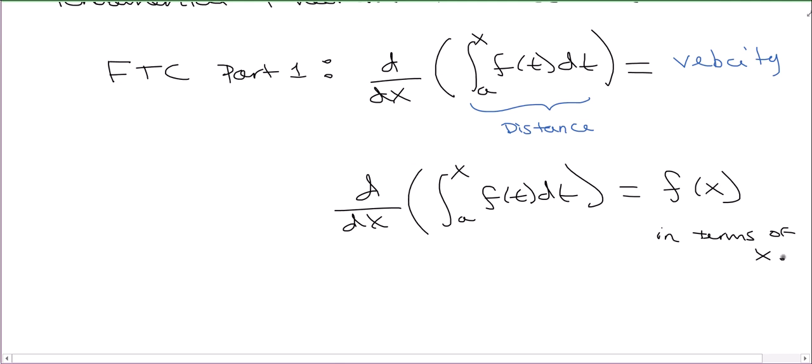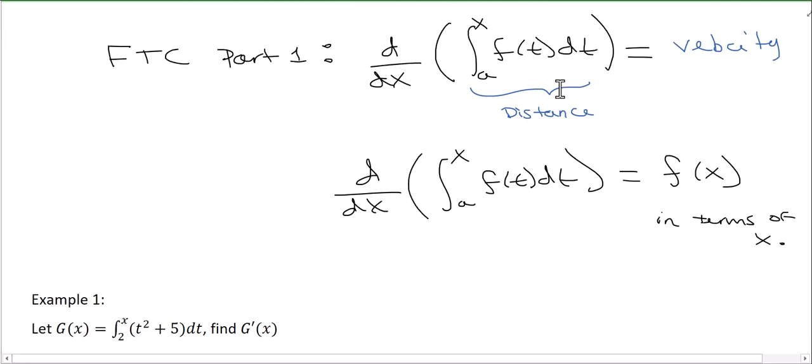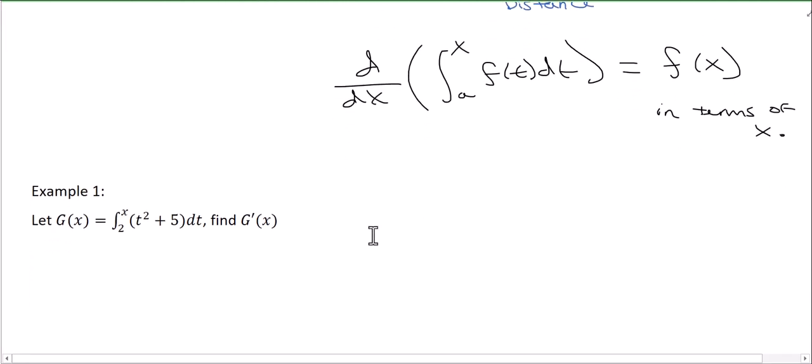So let's try our first example. Here's our example. Let g of x be this function, the area between t squared plus 5 and the x-axis on the interval from 2 to x. So it's asking us to find g prime of x.